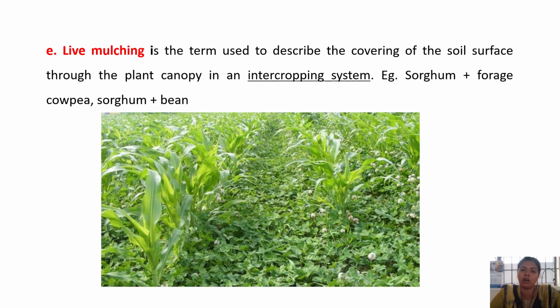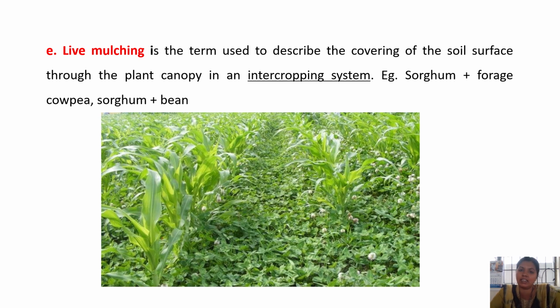Live mulching is very common because if we are growing wider-spaced crops like maize, pearl millet, cotton and so on, the interspaces are the major places where evaporation will be higher, and very importantly, weed infestation will be a major problem. To control this, we can go for an intercropping system with cover crops. Cover crops like black gram, green gram, cowpea and so on will cover the land in between the two rows of the crop very fast.